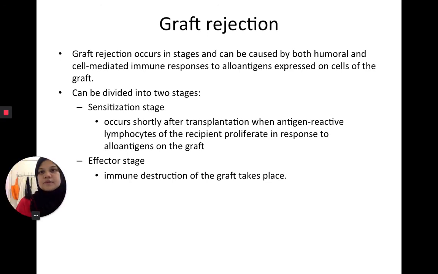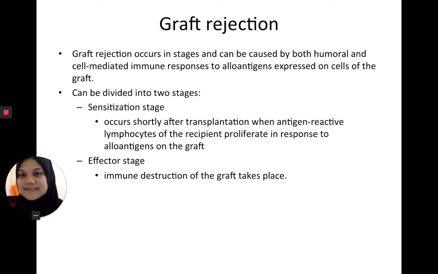Right, so let's go into graft rejection. We saw the difference between acceptance, first set rejection, and second set rejection. The idea is that graft rejection occurs in stages. We also talked about how it's mainly mediated by T cells, but it involves both, because preformed antibodies will also play a role. So it depends on the alloantigens expressed on the cells.